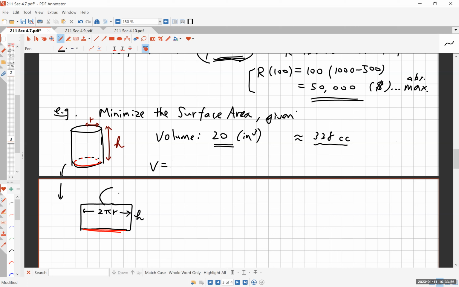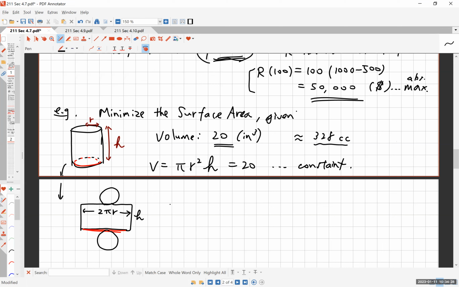All right, now you do have the top circle and the bottom circle, right? And so you do have to include those because that's a part of the surface area. All right, do you know the volume of a circular cylinder? It is the base area, which is pi r squared, times the height. Okay, that's the volume formula. And you want this to be 20. Now, this is the constraint because you're given this as a requirement.